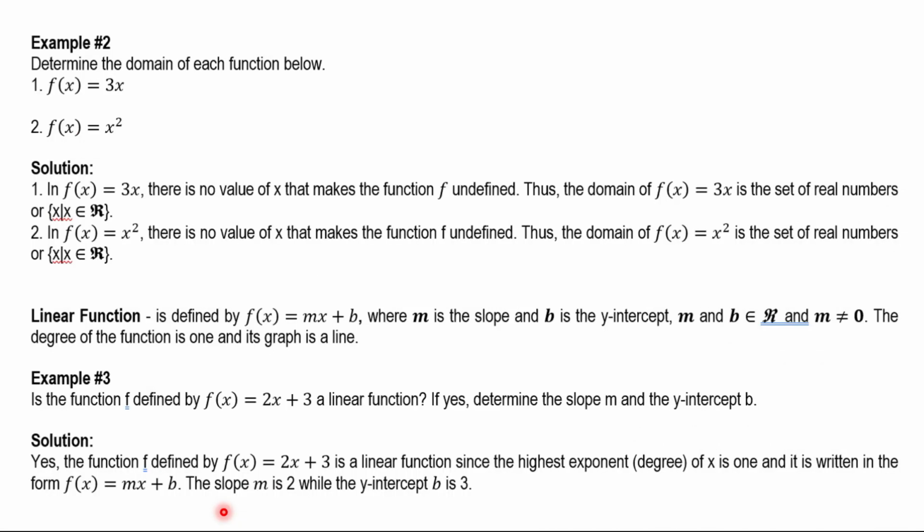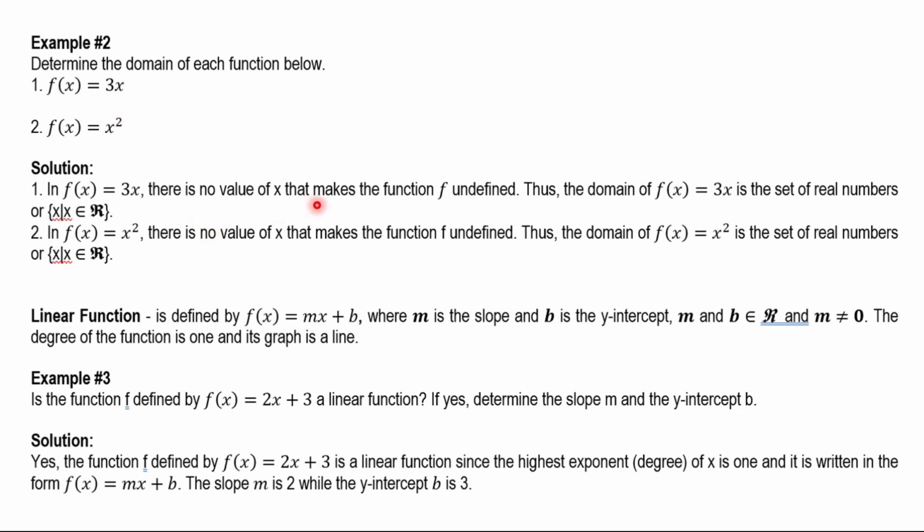Another example, okay, we have to determine the domain of each function below. So, we are looking for the domain. This is easy: f of x equals 3x. So that you will not be confused by f of x, the f of x is the same as y. So, f of x or y equals 3x. F of x or y equals x squared. So, for the domains here, this is a linear function. So, 3x.